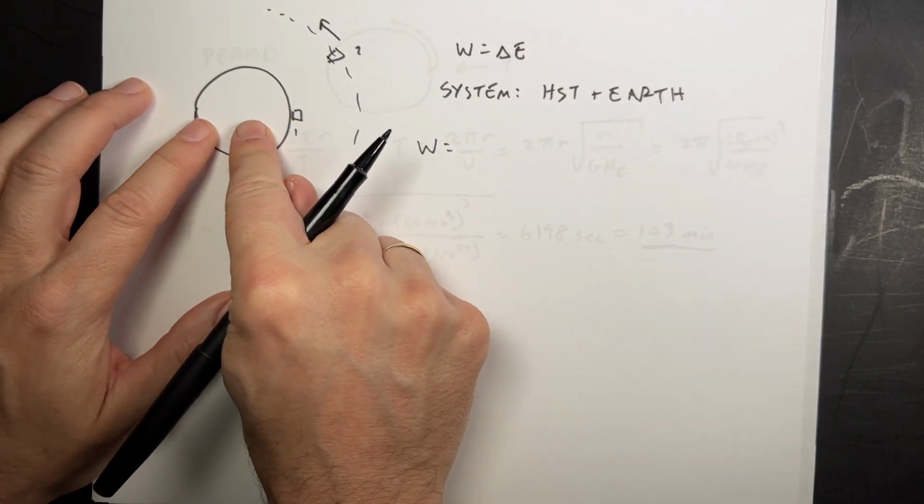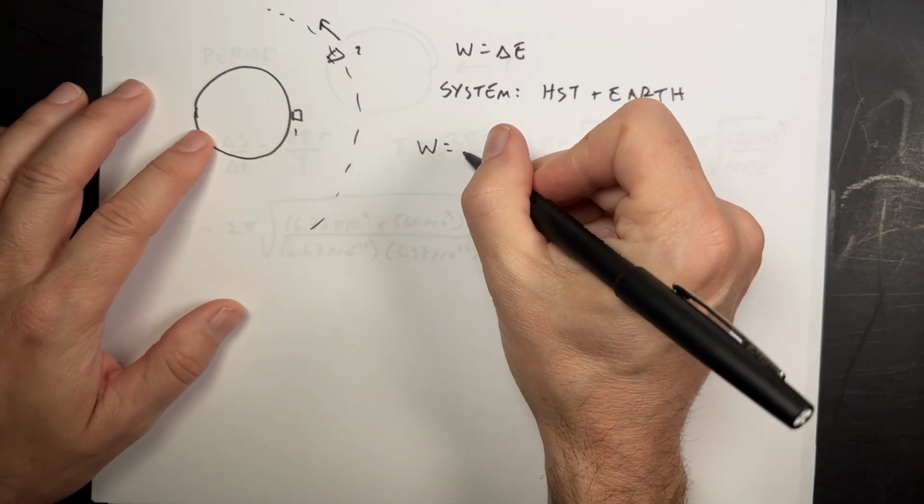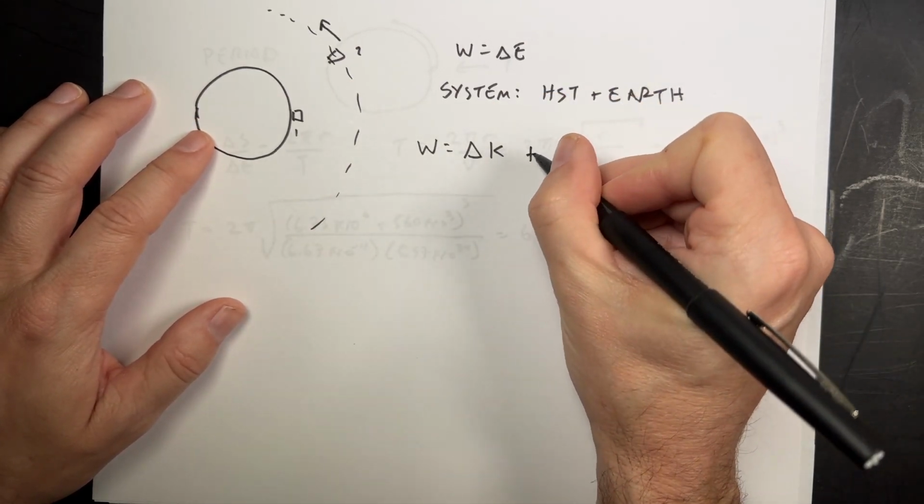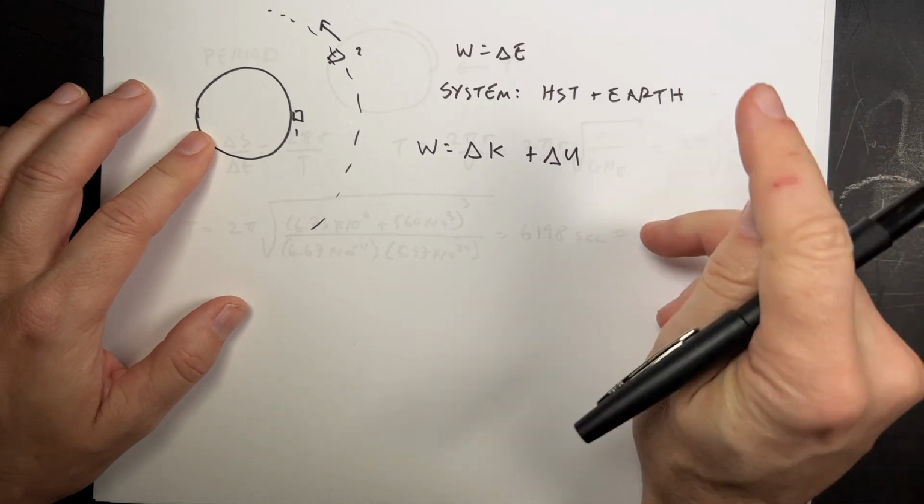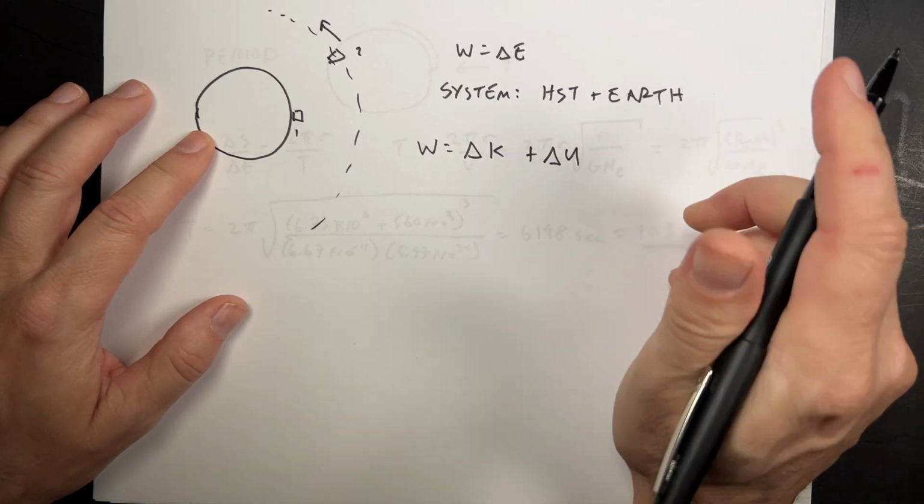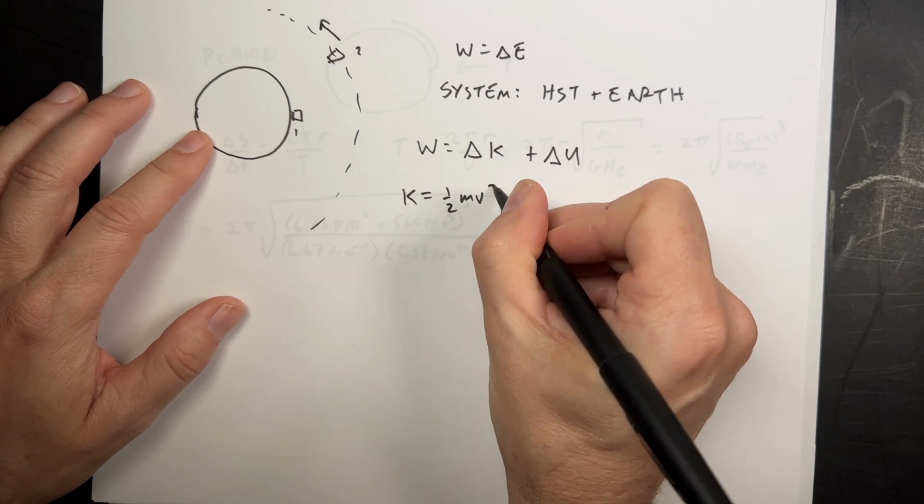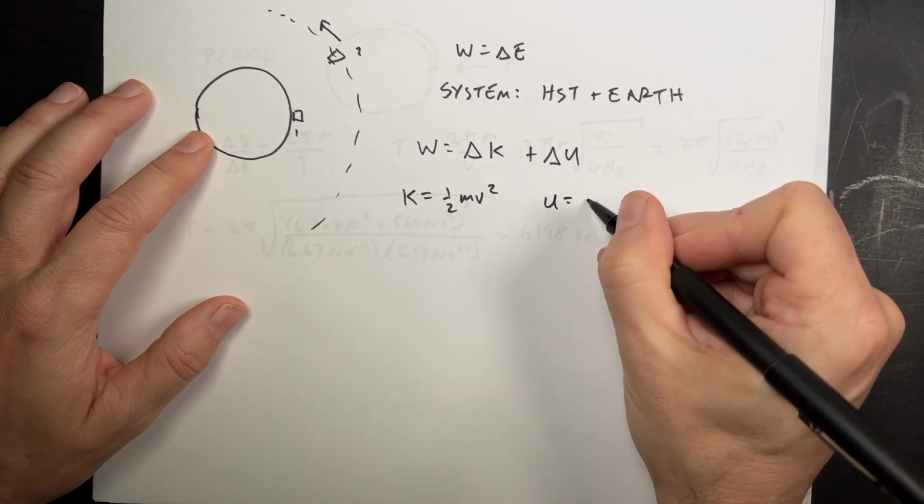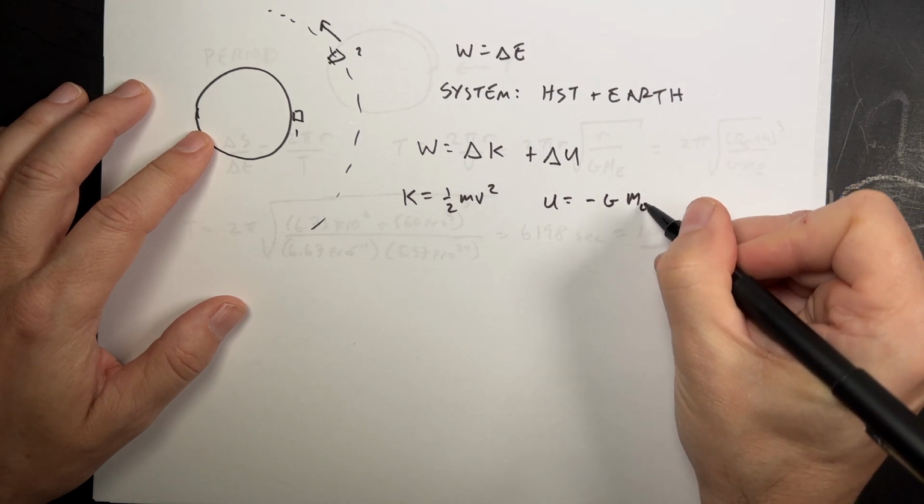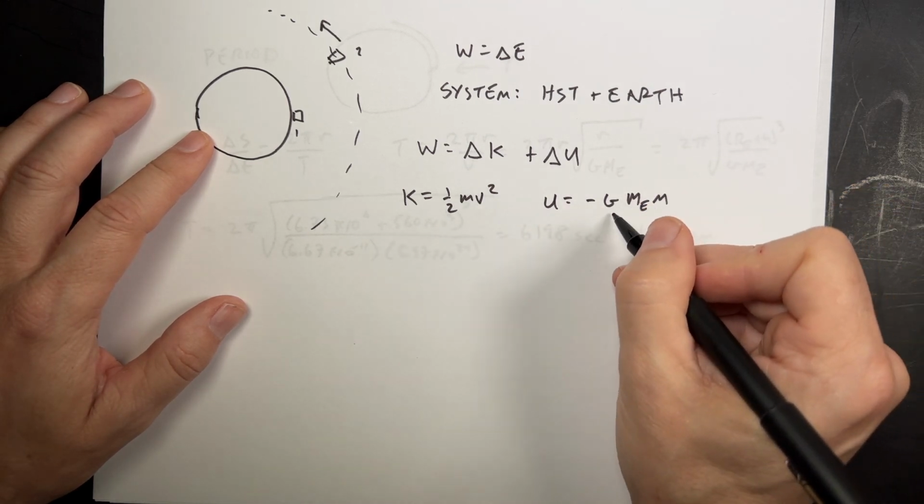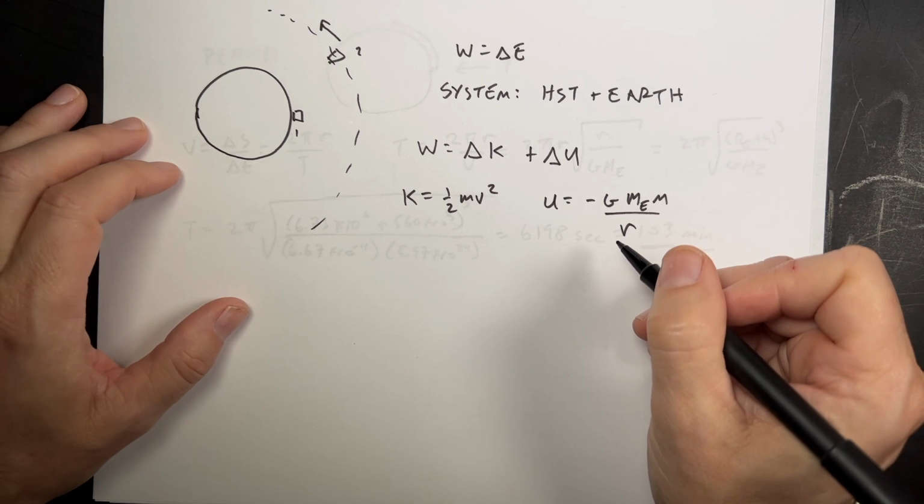Let's assume the Earth doesn't move. In that case, I have a change in kinetic energy plus a change in gravitational potential energy. Because I have these two together, I can have both of those. So remember, kinetic energy is 1/2 mv squared. Potential energy is negative G, mass of the Earth, mass of the Hubble, over r.